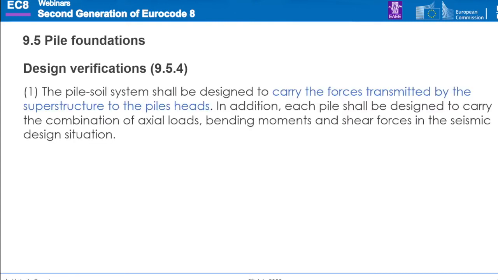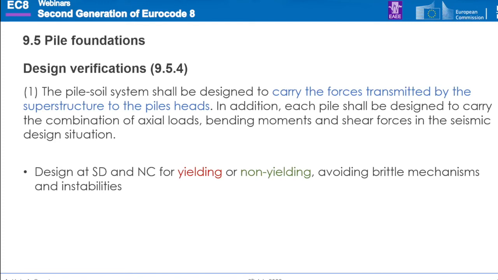Now, in terms of design verifications for the pile, the pile system shall be designed to carry the forces transmitted by the superstructure to the pile heads, and then each pile should be designed for the combination of loading that it is taking. The design at the significant damage and near collapse limit states for yielding or non-yielding should be done avoiding any brittle mechanisms and instabilities.